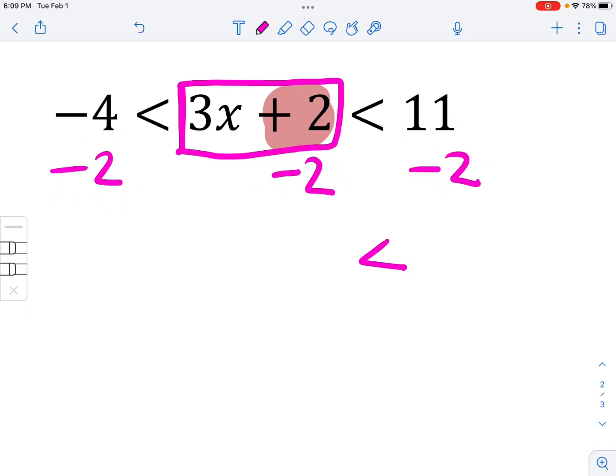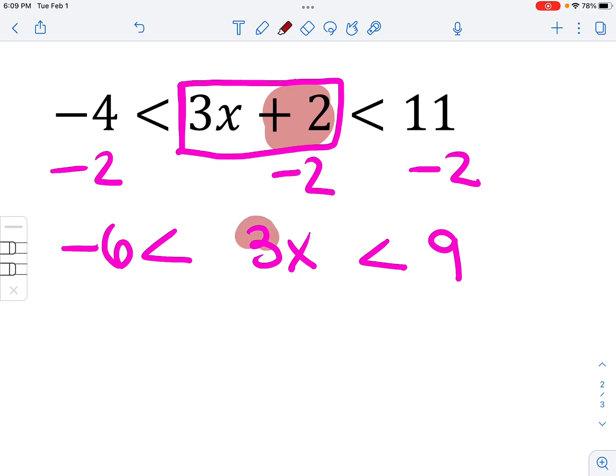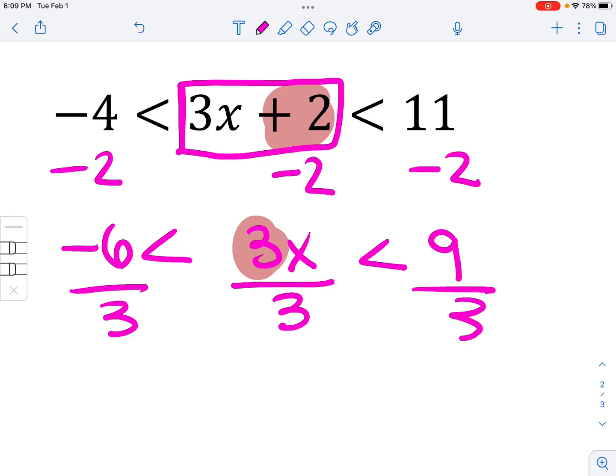11 minus 2, remember in subtraction, we don't change the symbols. 11 minus 2 is 9, negative 4 minus 2 is negative 6. The 2's in the middle produced a 0, so all that's left over is 3x. And then, same exact set of questions. What's x with? 3. How are they connected? Multiplication, which we undo by division. So we're going to divide by 3, and what you do to the middle, you do to the outsides.